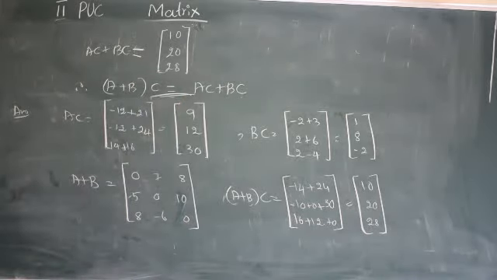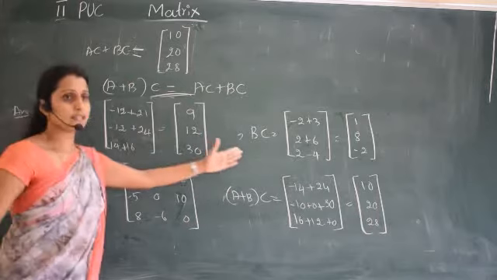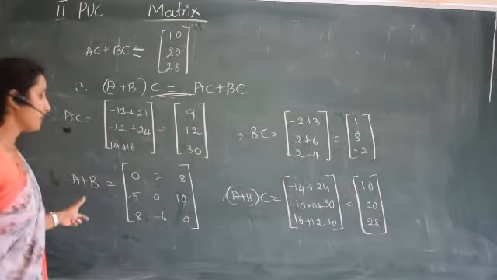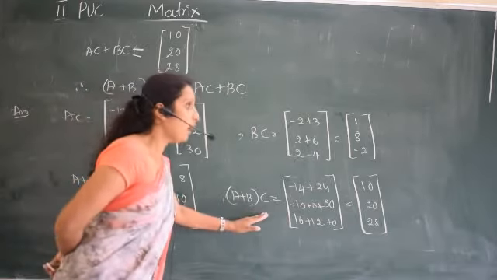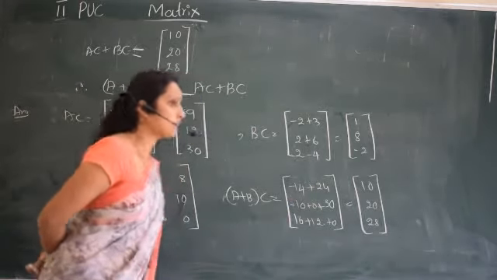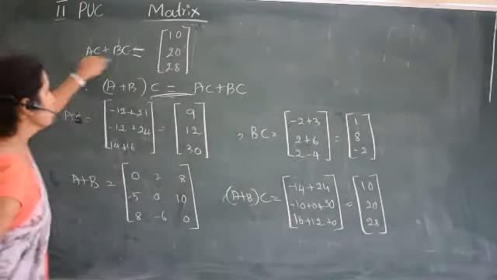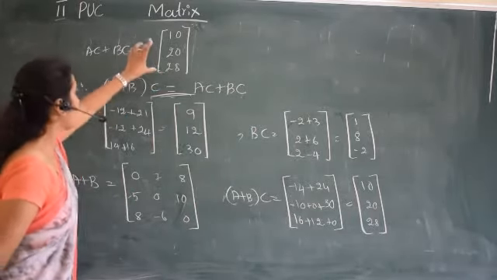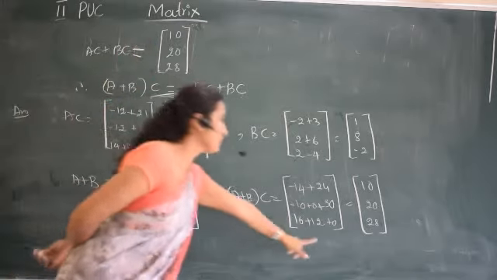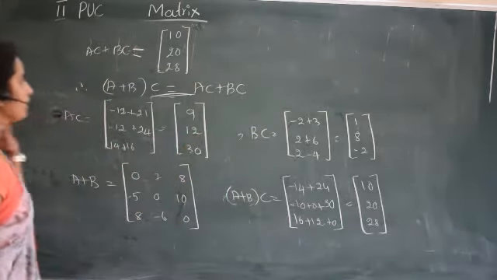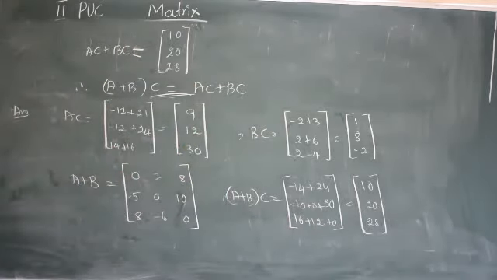So we have calculated AC and BC separately, then we have calculated A plus B. After A plus B we have to calculate (A plus B) into C. So we got one answer. Then AC plus BC. So we have verified, this value and this (A plus B) into C value are the same. Therefore (A plus B) into C is equal to AC plus BC.